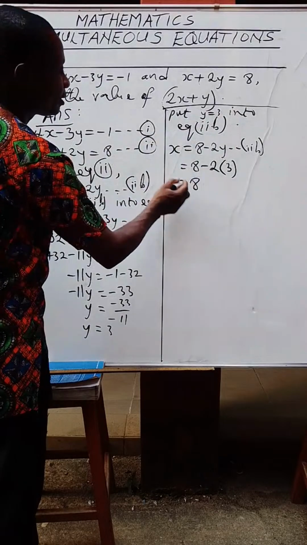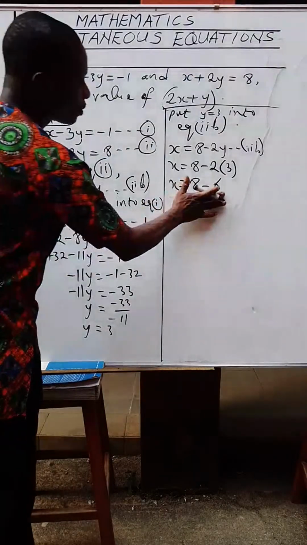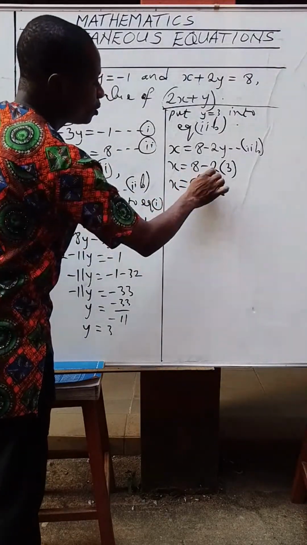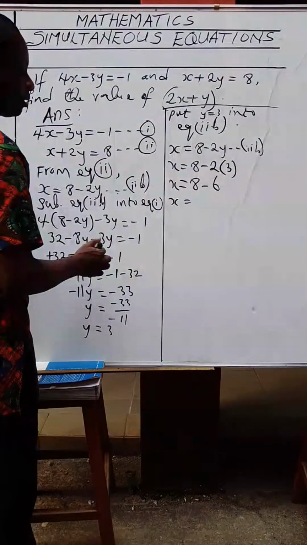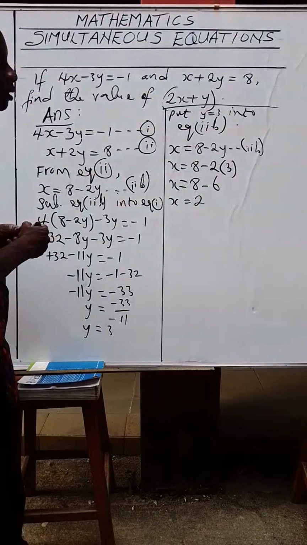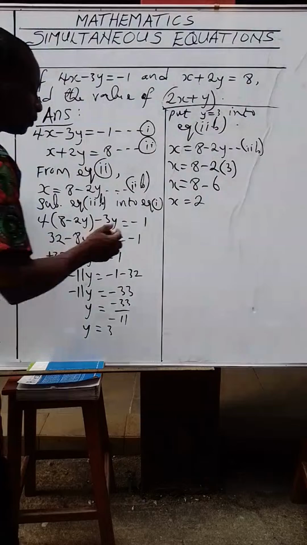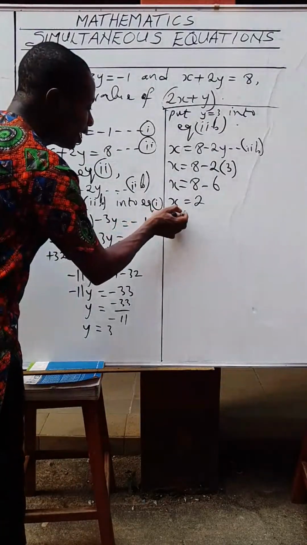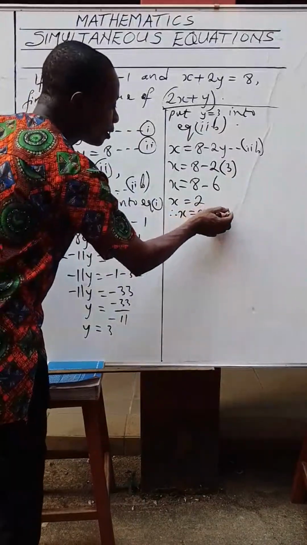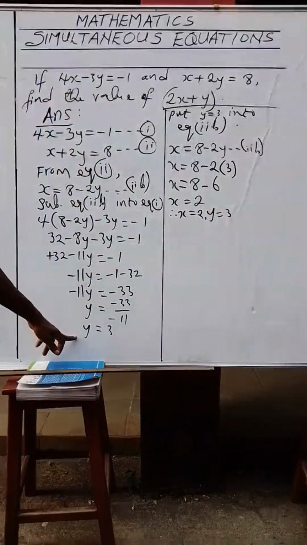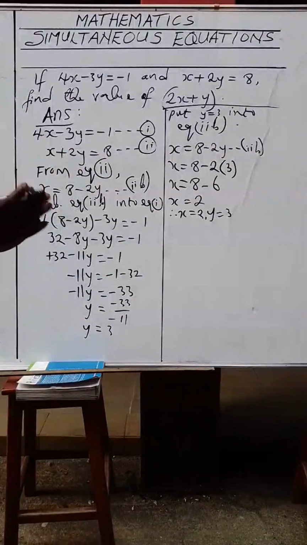So this gives 8. Don't forget this x. 8 minus 6. I hope it is understood. This is 8. 2 times 3 is 6. So this gives us x equals what? 2. That's 8 minus 6 is 2. It therefore implies that our x equals 2 and our y equals 3. Right? Yes, y is 3, x is 2. But that is not the end of the journey yet.